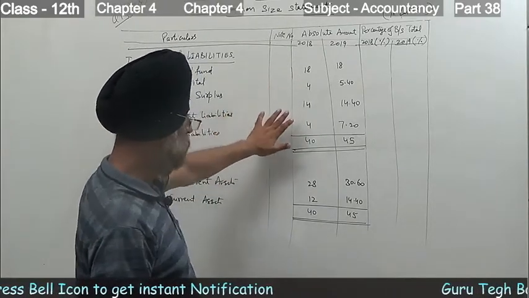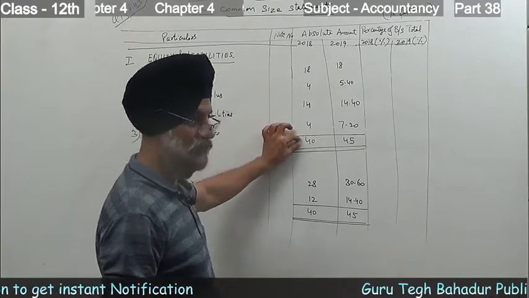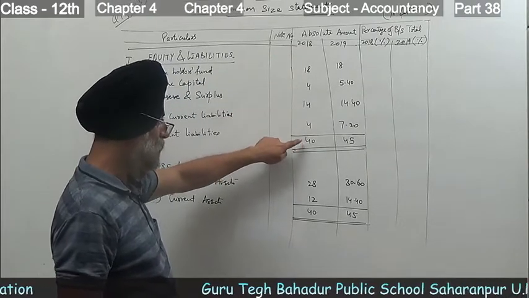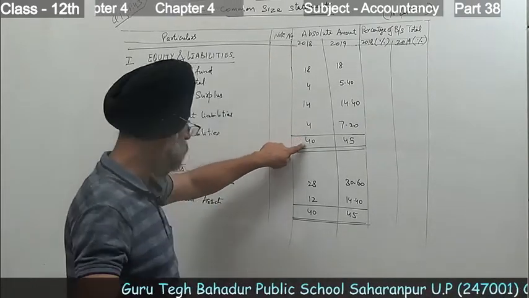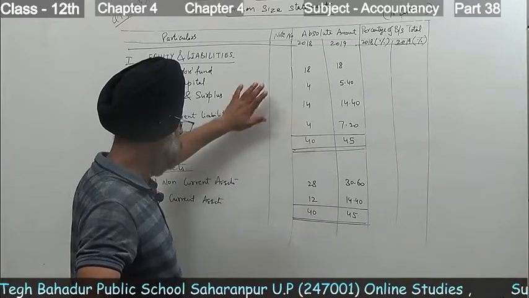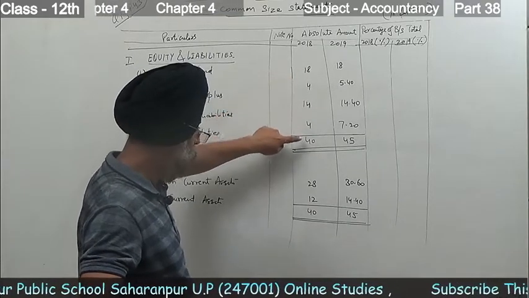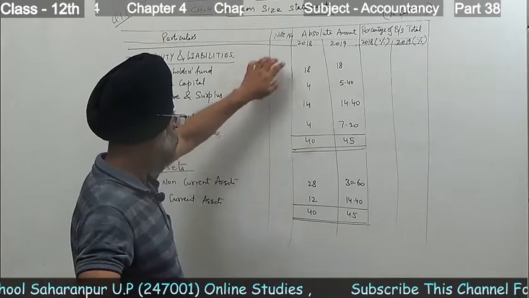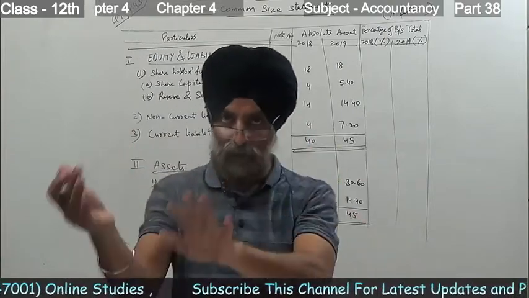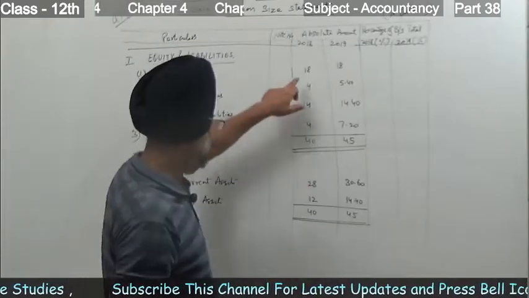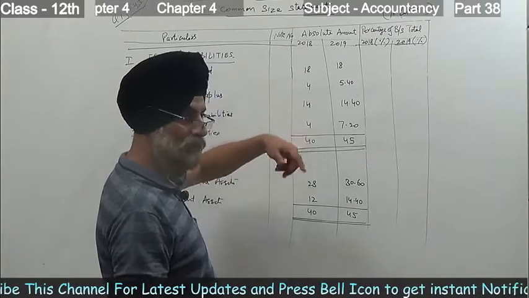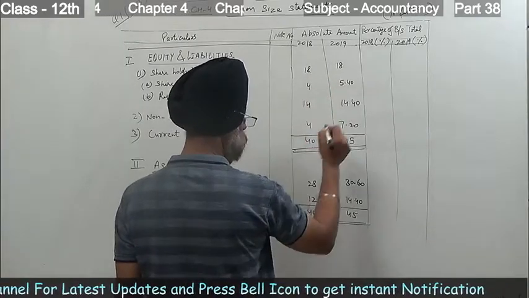In this we have to make the base the total of the balance sheet. The total of the balance sheet for 2018 is 40 lakh. So take the base as 40 lakh in each case. As you are seeing here, 18 by 40 into 100. For 2018 you have to find the percentage of each head to the total of the balance sheet. For this, take the value of this head, shareholders fund 18, and the total of the balance sheet is 40, into 100. So 18 by 40 into 100.